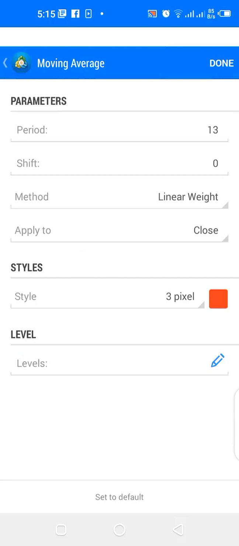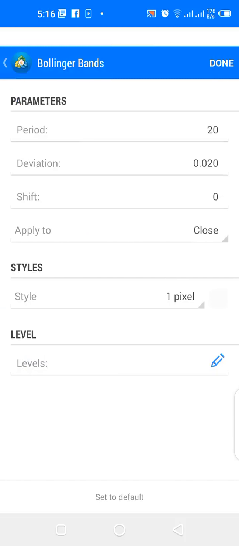Then you have a 13 period linear weight. This time around, apply to close, and the color is red. Then you have Bollinger Bands, 20 period. Deviation is 0.020. Shift is 0. Apply to close. Now the color will match the background color of your chart.